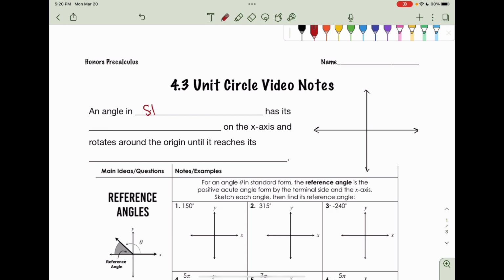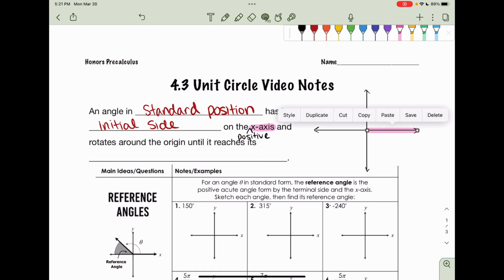So an angle in standard position, all the angles we work with during this unit, will be angles in standard position. So standard position has its initial side on the x-axis. So its initial side will land on the positive x-axis, I should say, and rotates around the origin, so our point of rotation will be around the origin, until it reaches its terminal side.